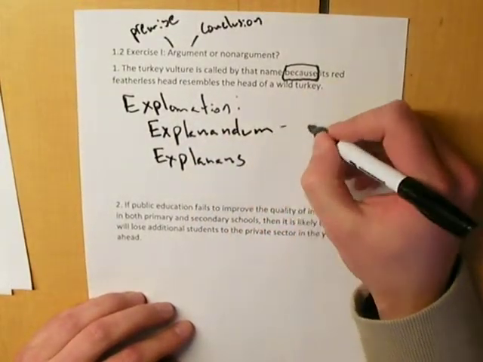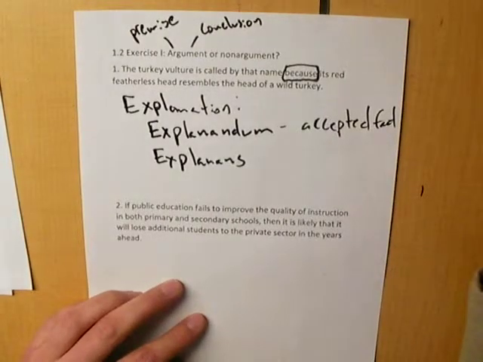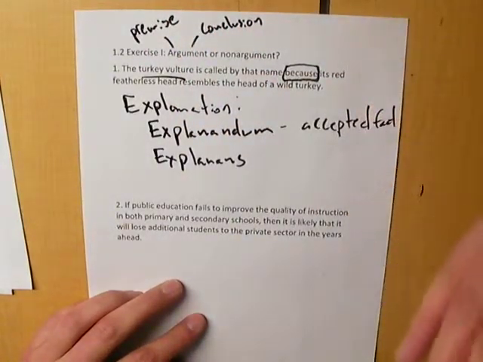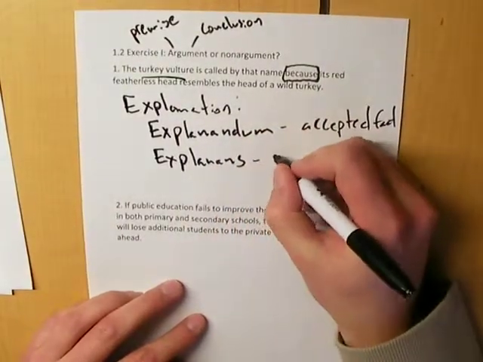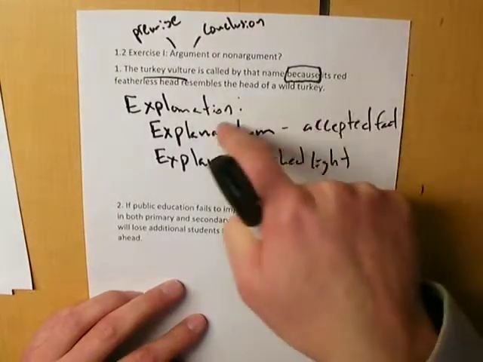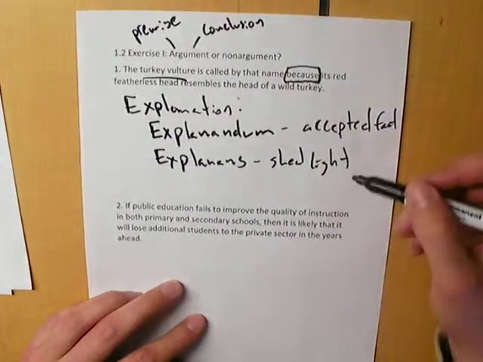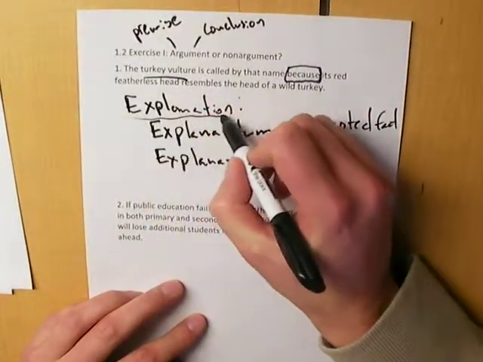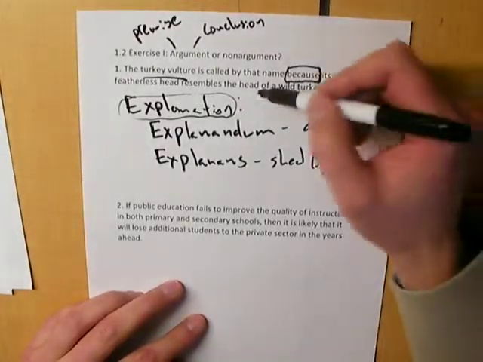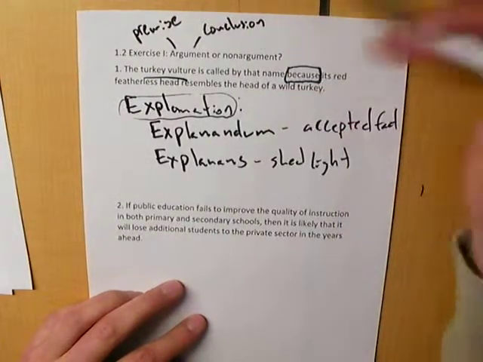The explanandum, that's an accepted fact. I guess I'll be nice here and go ahead and write it out. Accepted fact. So in this case, let's go ahead and identify the explanandum. The accepted fact is the name here of this particular bird. It's called a turkey vulture. The explanans claims to shed light on that accepted fact. So if our accepted fact, the explanandum, is that this bird is called a turkey vulture, the explanans is shedding light on that fact. It's explaining to us why it has that name, turkey vulture. And there's the explanans shedding light on that name: because it has a red featherless head that resembles a wild turkey.